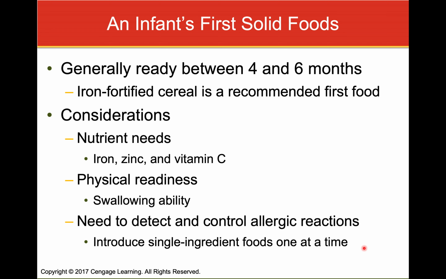And then you also want to detect and control any allergic reactions. So it's recommended to introduce single ingredient foods one at a time. So you don't want to give multi-ingredient or multiple foods to an infant at one time, because if they do have some kind of allergic reaction, you're not going to be able to know exactly which component of that meal or of that food that you gave them, unless you give them all to the baby again. So one thing at a time.